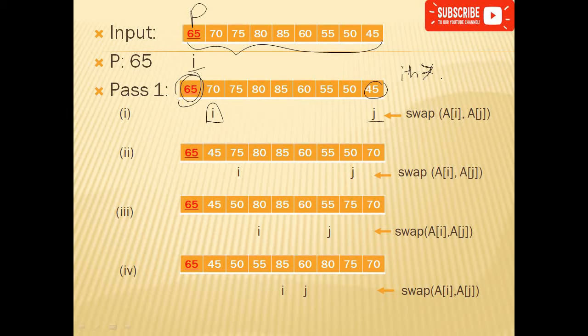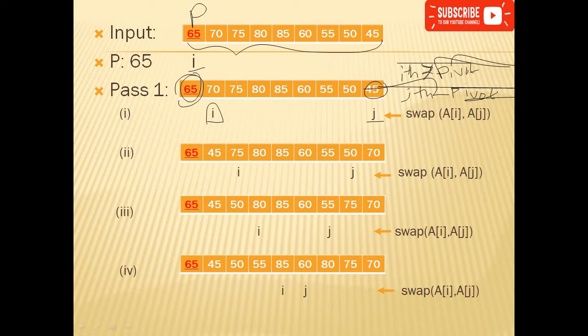So the ith element is greater than the pivot, and the jth element is less than the pivot. From the left side we need to find the element which is greater than the pivot element, and we'll move i there, and from the right hand side we need to find the element less than the pivot element. So we'll move j there, and after that we need to compare i and j.